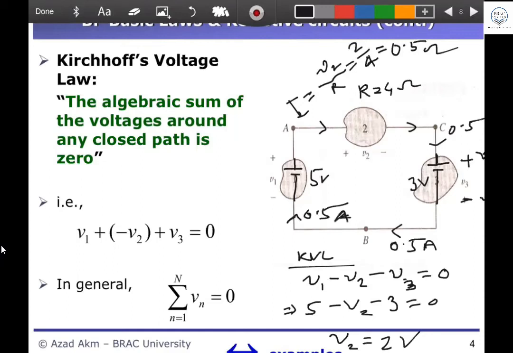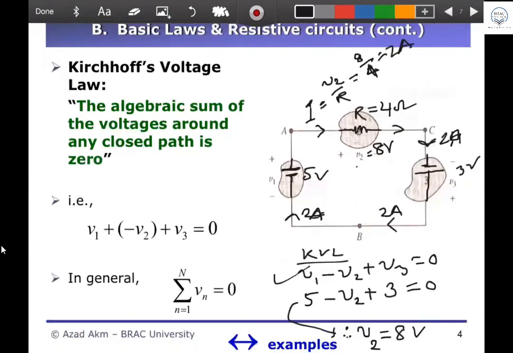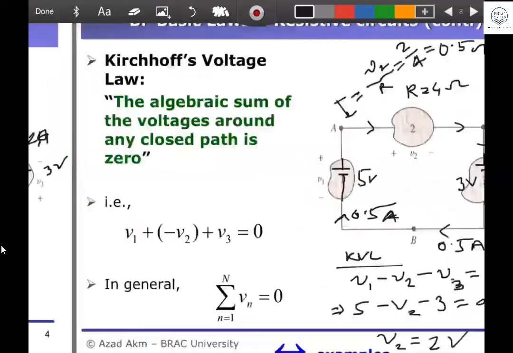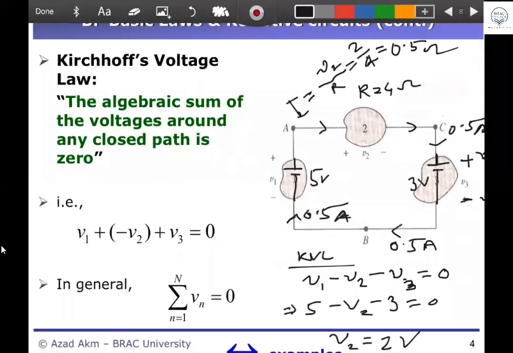Okay, this is the current flowing through the circuit. Look at the previous circuit. How much current flowed through the circuit? 2 ampere. And now how much current flows? 0.5 ampere. Okay, listen. What is the difference between these two circuits? What is the change? The current flow has decreased because of the change of the polarity of the voltage.